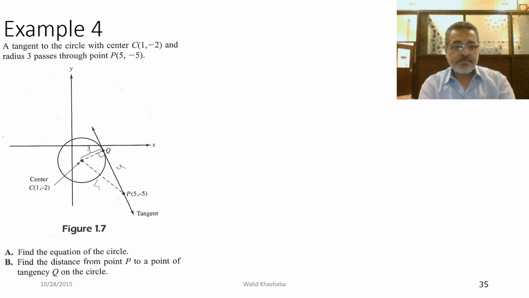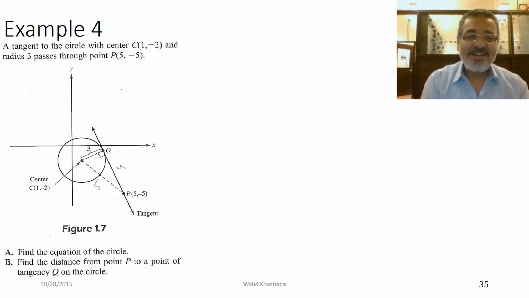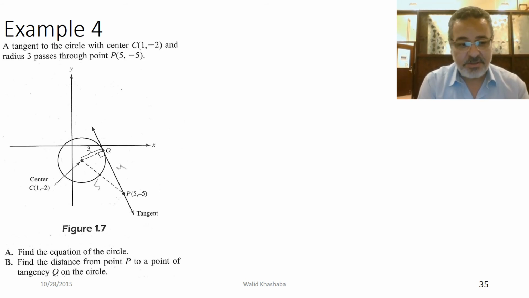Well, first of all, find the equation of the circle. Do you remember the general form? You have to remember the general form of the equation of a circle. Second, you have to find the distance. We want to find the distance between point P and point Q, the length of the tangent from a point outside the circle to the point of tangency.